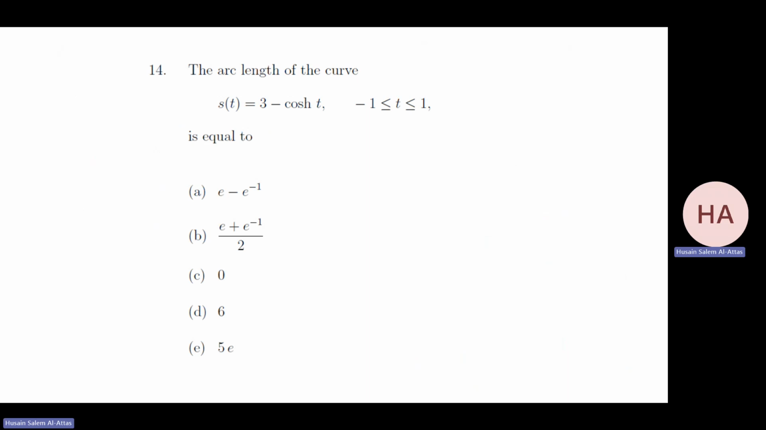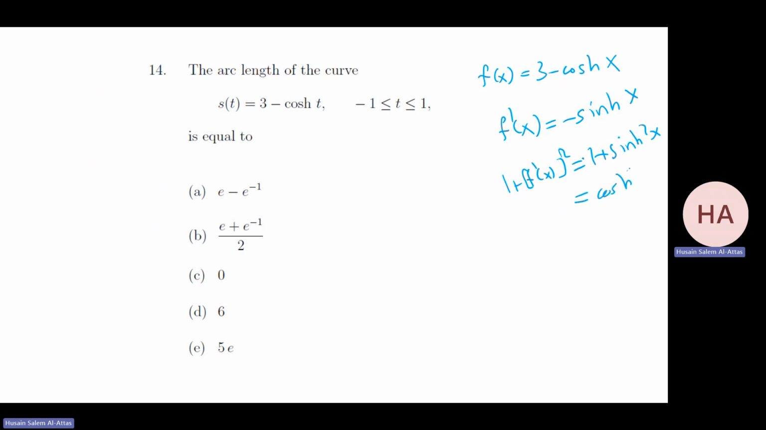The arc length of this, from minus 1 to 1. Okay, so I have f of x, well, it's s of t, s f of x, who cares? I'm using this, so let's do it the same. That will be minus sinh x. So 1 plus f prime of x squared gives me 1 plus sinh squared, which is cosh squared x. So L is the integral from minus 1 to 1 of cosh x dx.